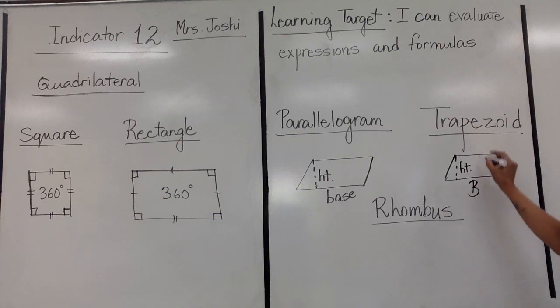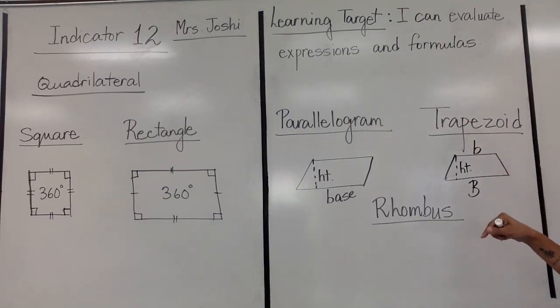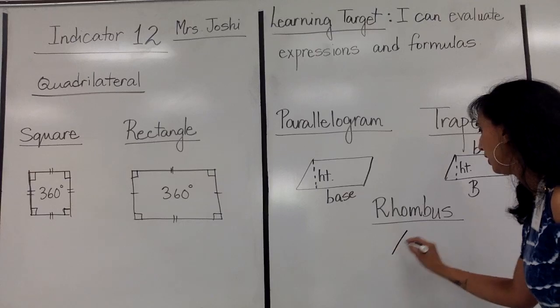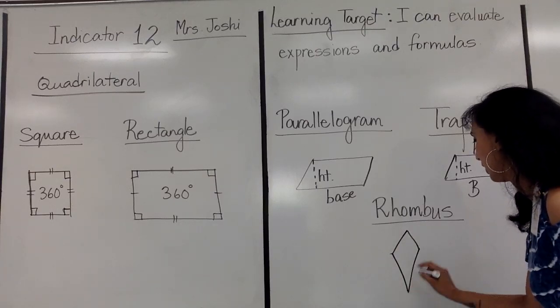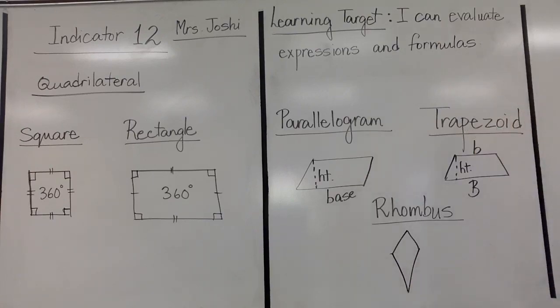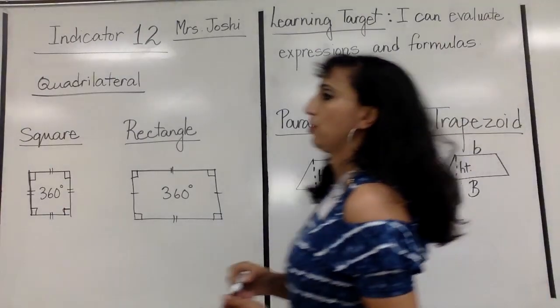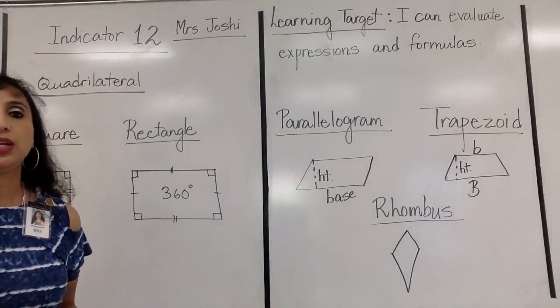But you have a big base, you have a little base, because if I flip it over, the little base becomes the base. So, this is a trapezoid. And then a rhombus looks like a kite. Okay, it looks like a kite over here. So these are the different quadrilaterals. Just wanted to review this with you.